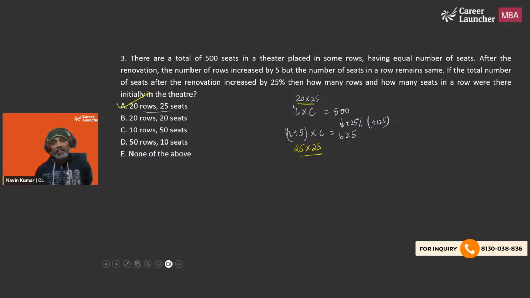There is no other pair of values for R and C that will solve this. There is going to be one and only one answer. So the moment you get it, you are done. Don't try to solve the equations. This is the only way by which you can capitalize the number of attempts and make sure that your accuracy is good in speed exams like SNAP, which you guys must have already written, CMAT, MHCET.